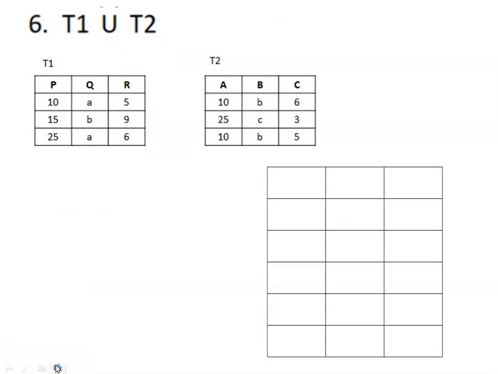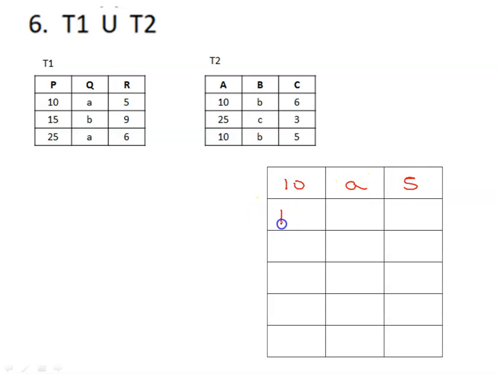Moving on to the union operation. When you are performing a union operation, it should be type compatible. Now in this case it is type compatible because the number of attributes in relation T1 and the number of attributes in relation T2 are same and the domain is also the same. So basically none of the tuples in relation T1 is similar to the tuples in T2.